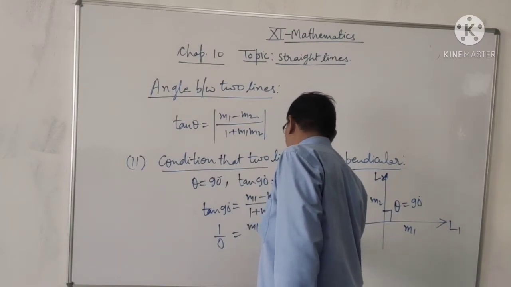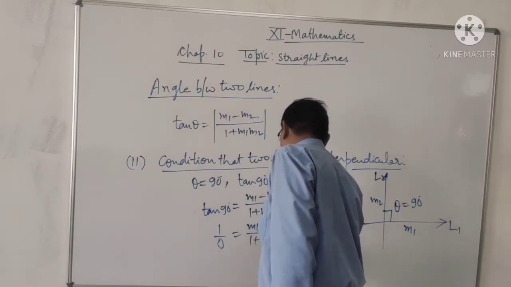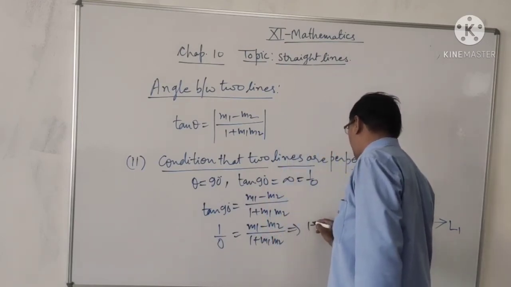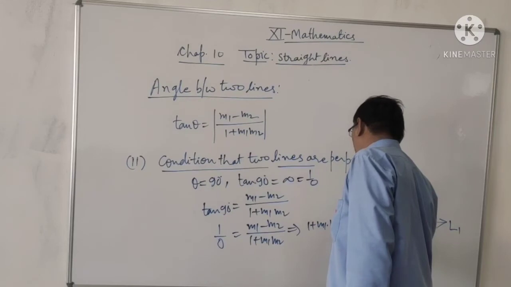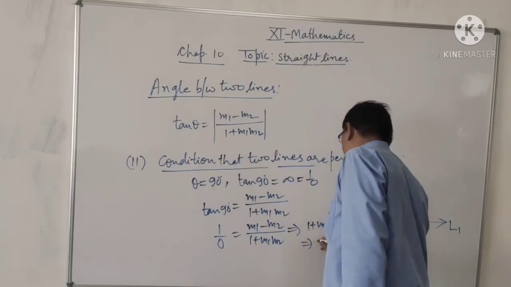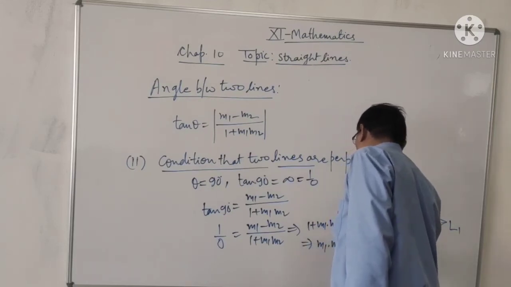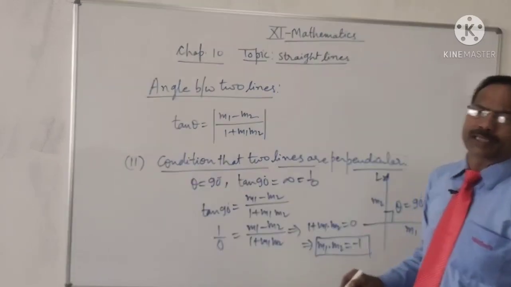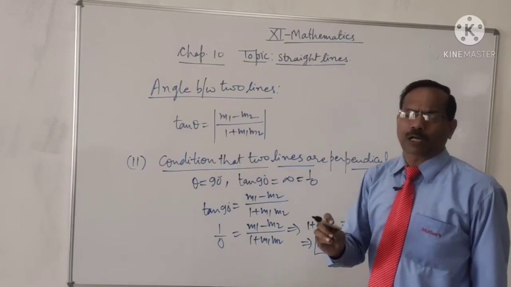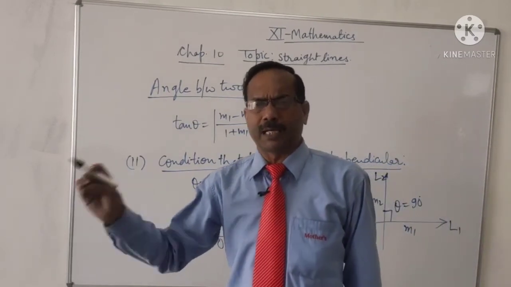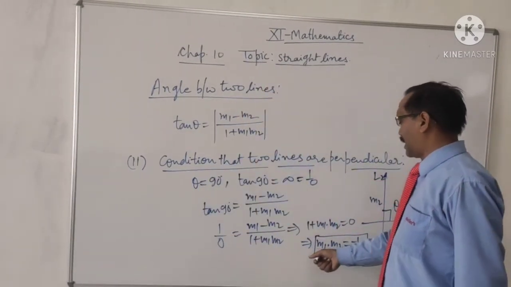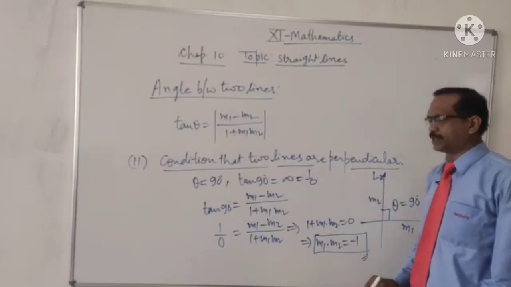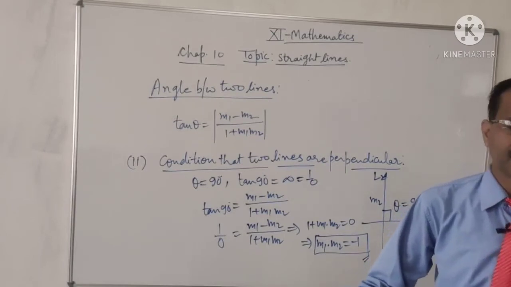(m1 minus m2) upon (1 plus m1 m2). When we cross multiply, we will get 1 plus m1 into m2 equal to 0. From this we will get m1 into m2 equal to minus 1. So this is the condition: when the product of their slopes is minus 1, then the lines are perpendicular. It is an important condition for perpendicular lines.